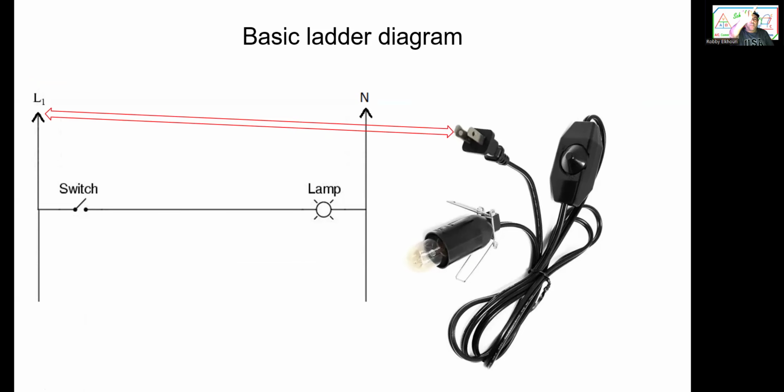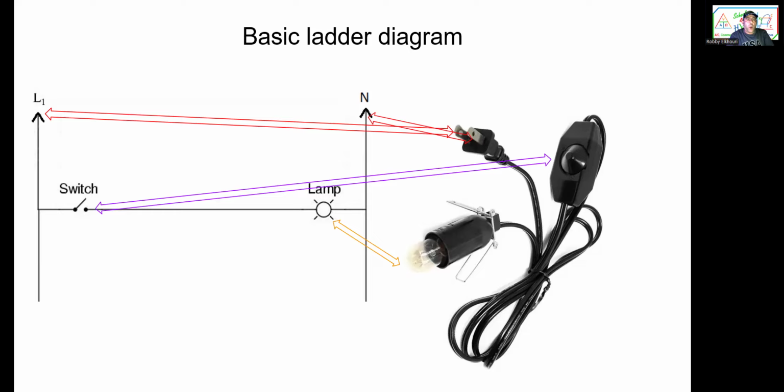We have plug, switch, and light. Okay, easy peasy. We all know what this does. So there's your line and your neutral. Your line is right here and the neutral. The switch is down there and the lamp is over here. The lines go up and down like this, L1 and neutral.